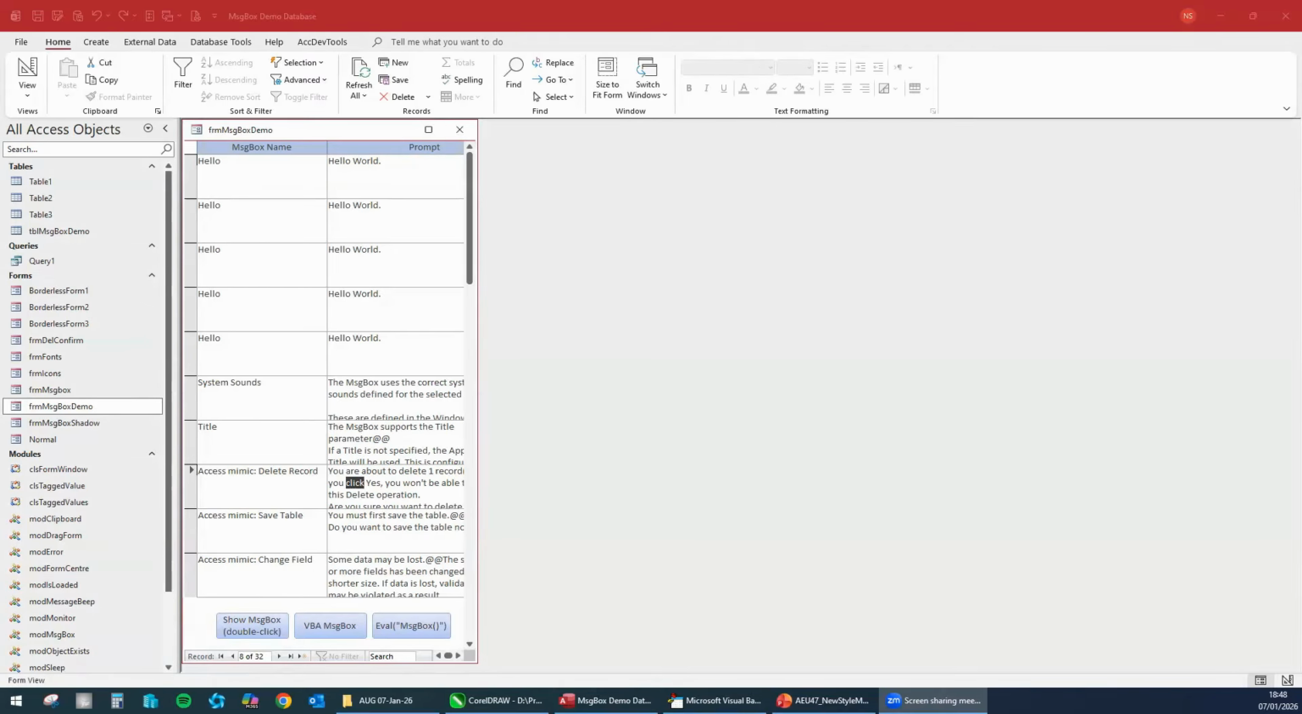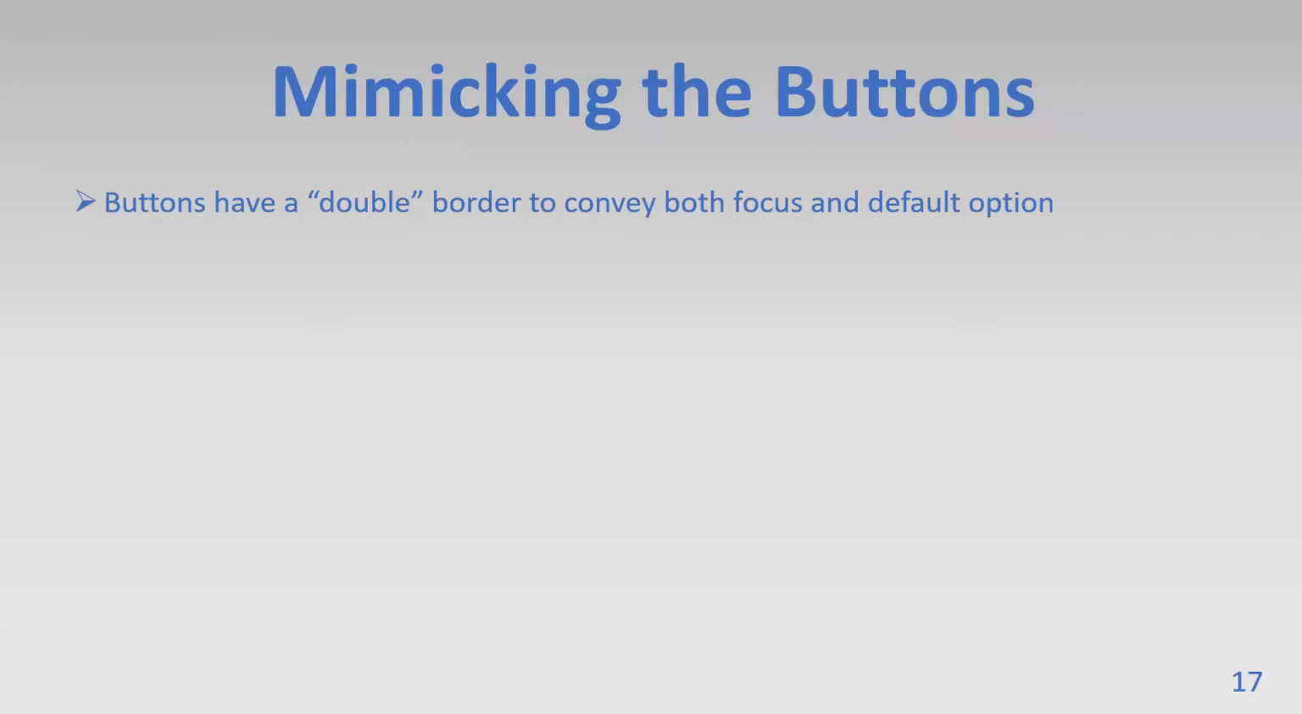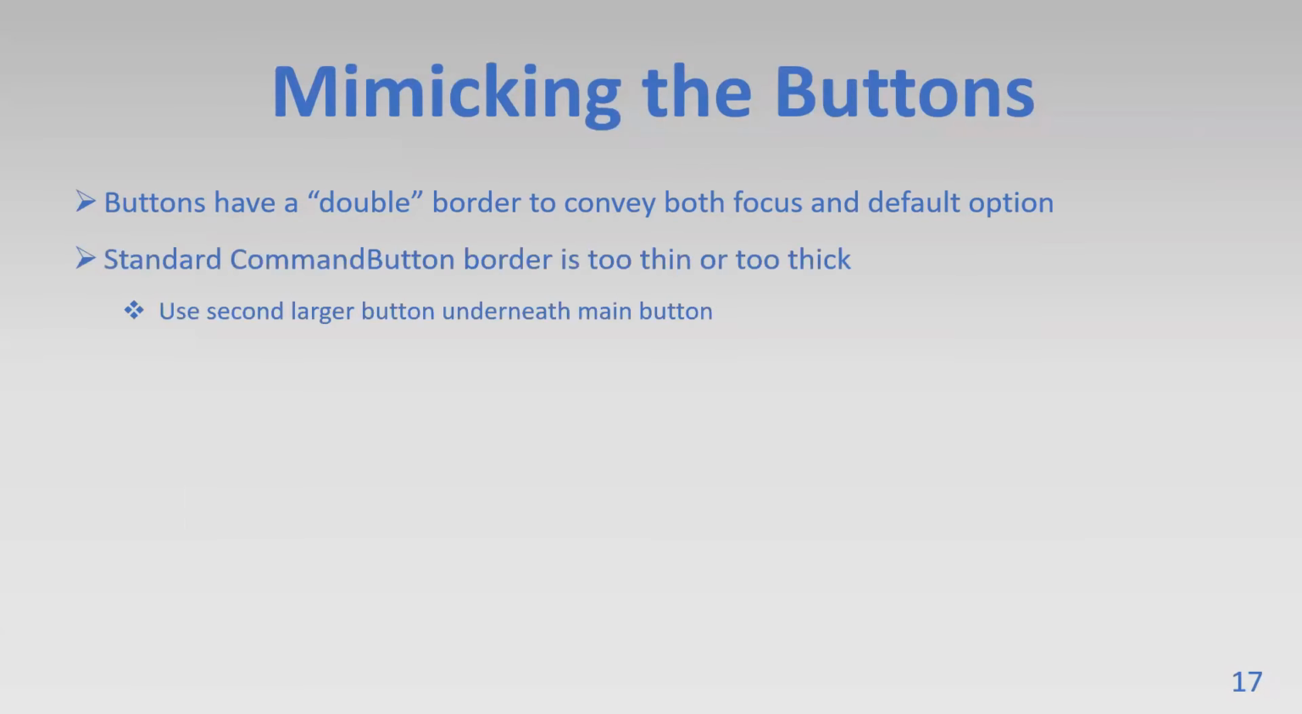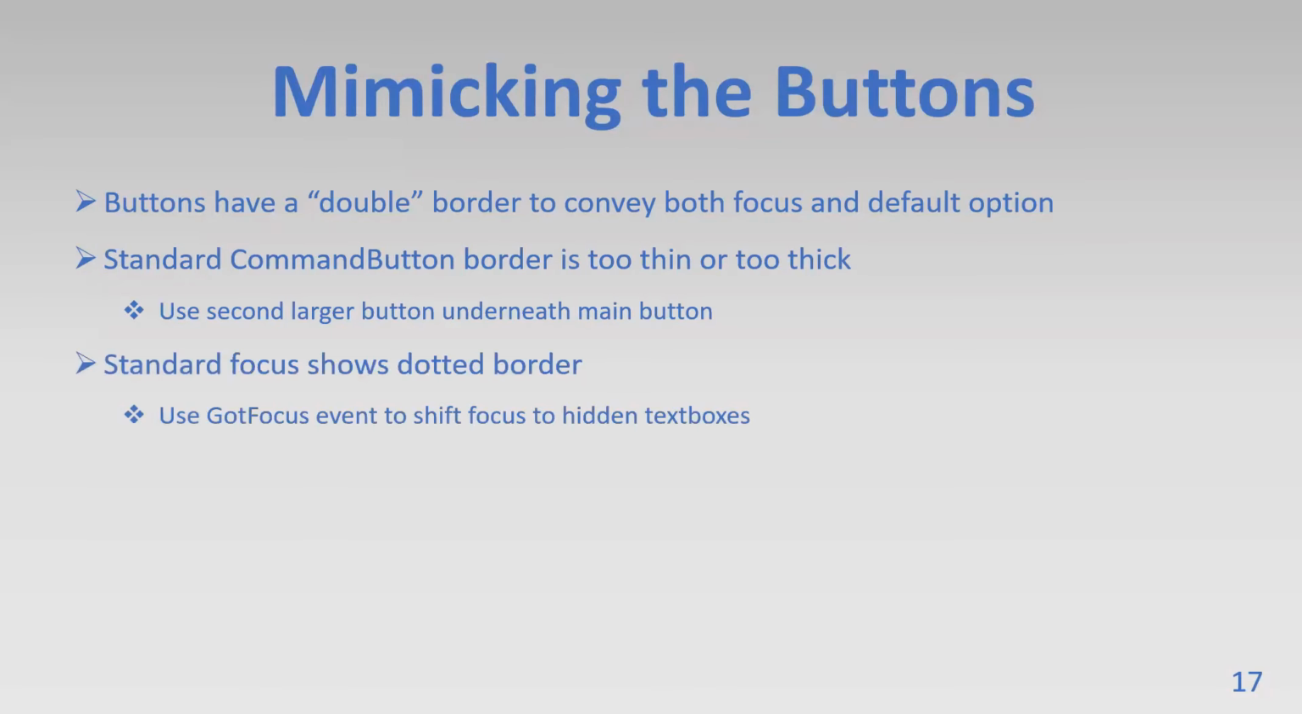So that's why I've done it with a camera, mimicking the buttons. These buttons on the message box actually have a double border to convey both focus and default. So the red button is the default one, but the one that's got the focus is the one with the white ring round it. Standard command buttons are too thin or too thick to do that. So what I've done is I put a larger button underneath with a black border, and then a small button in the middle with a white border.